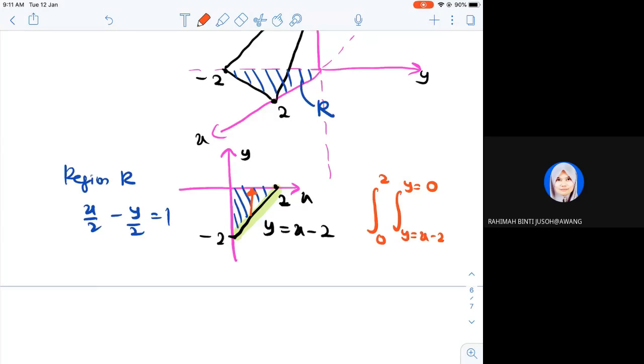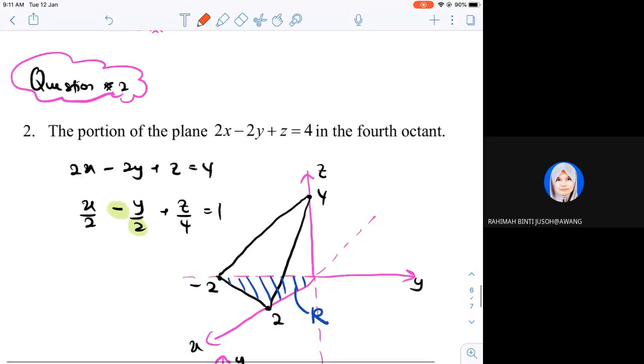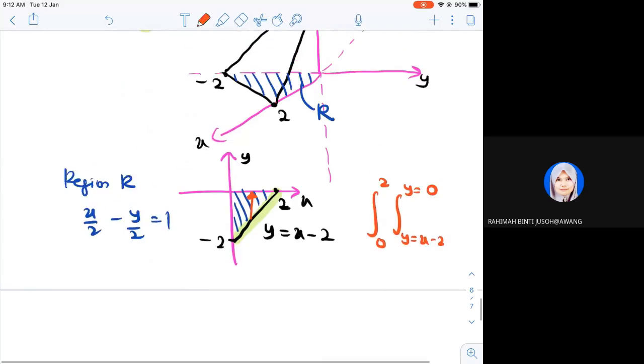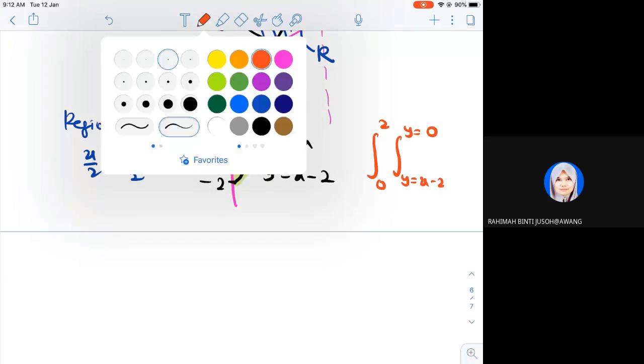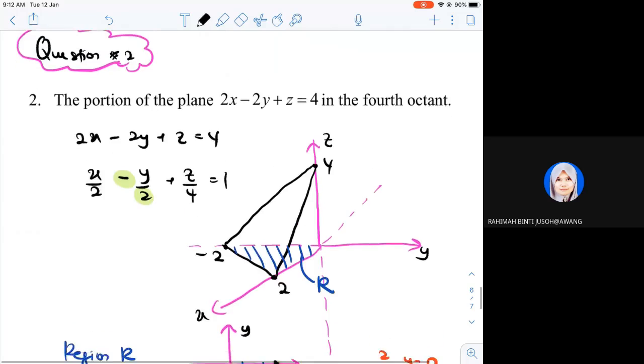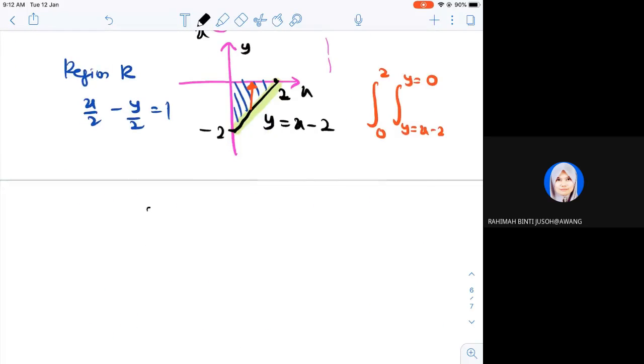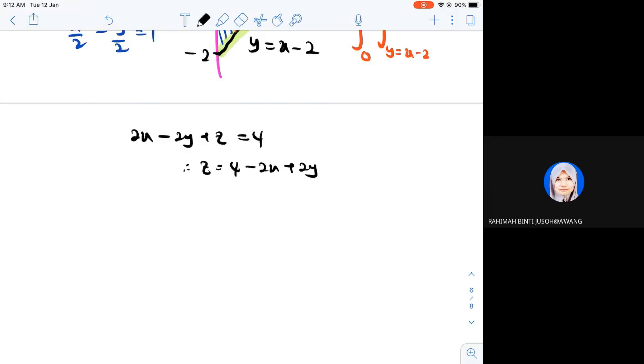Okay, tapi tak habis lagi ni. We cannot integrate lagi sebab kita kena cari formula surface area. We need to find del Z del X, del Z del Y kan? Okay, so now from this equation 2x minus 2y plus z equals to 4, we need to find z lah, of course. So z equals to 4 minus 2x plus 2y.